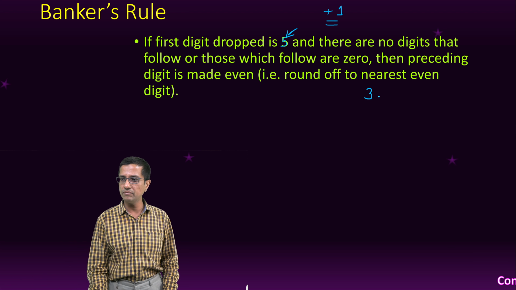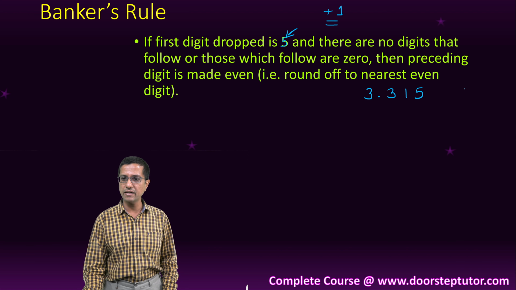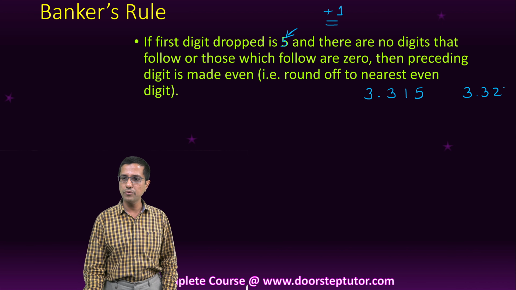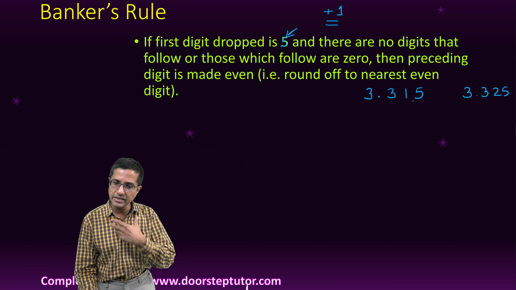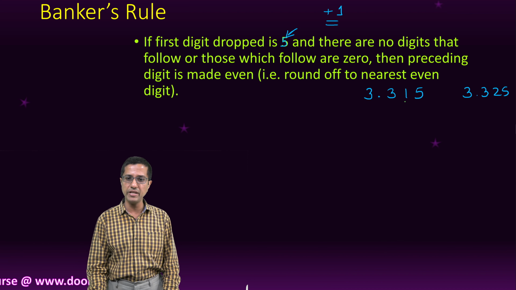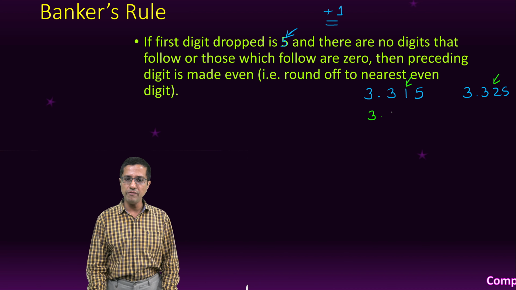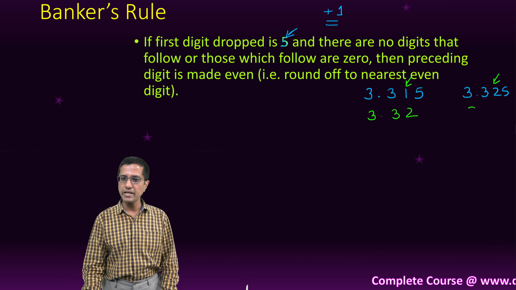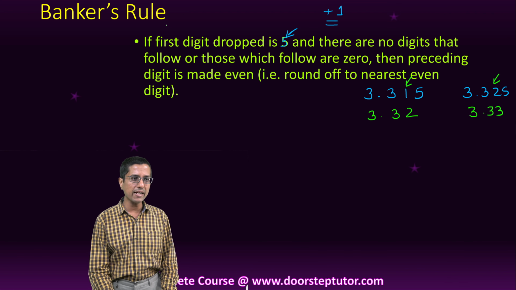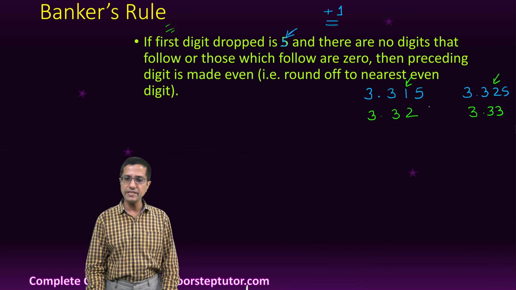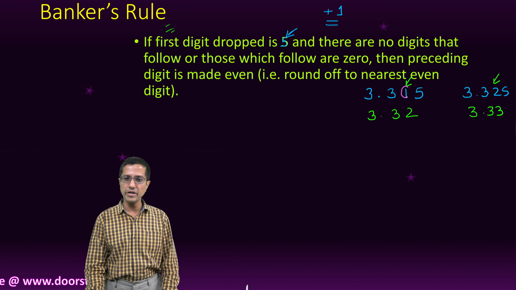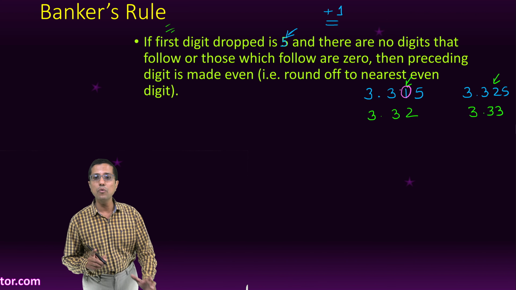So this is an example: 3.15. Okay, and there is another number, 3.325. The way our rule was defined, when I am rounding to this digit, this is my rounding digit, we are always going to increment it. So this would be our answer. The way this Banker's rule is defined, if the rounding digit becomes even, only then we increment it.